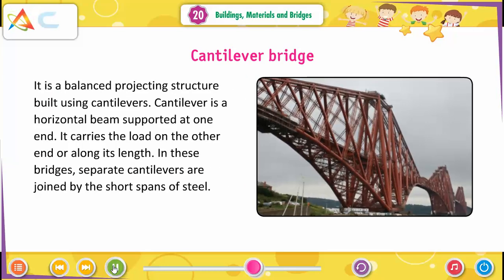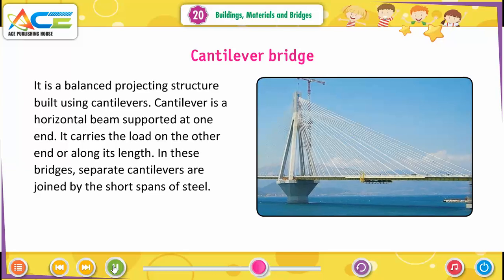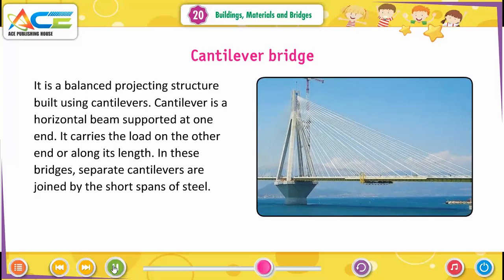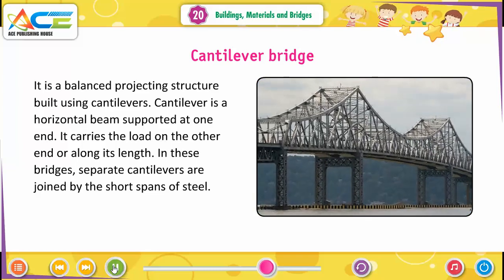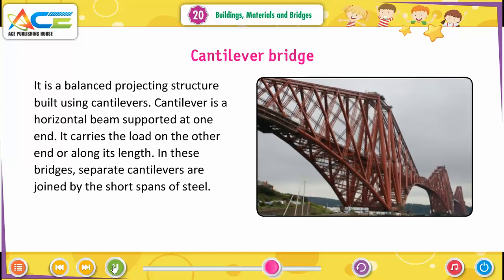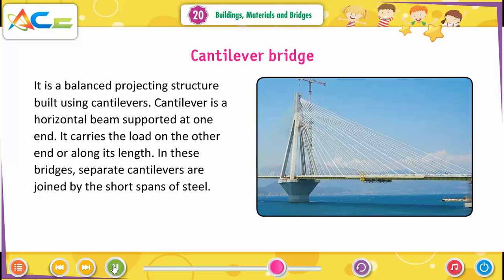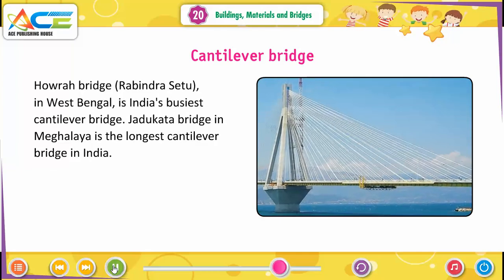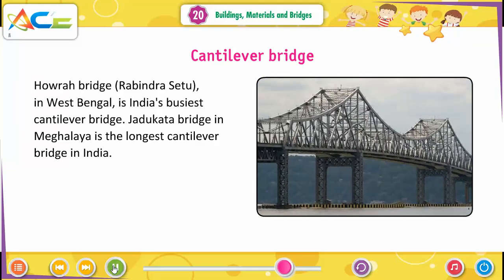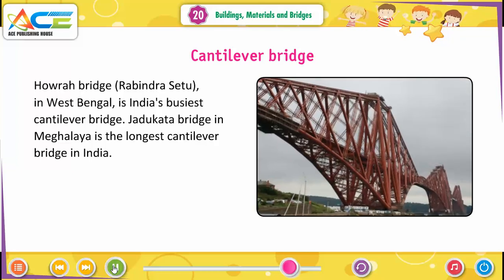Cantilever bridge. It is a balanced projecting structure built using cantilevers. A cantilever is a horizontal beam supported at one end. It carries the load on the other end or along its length. In these bridges, separate cantilevers are joined by the short spans of steel. Howrah Bridge, Rabindra Setu in West Bengal is India's busiest cantilever bridge. Jarukata Bridge in Meghalaya is the longest cantilever bridge in India.